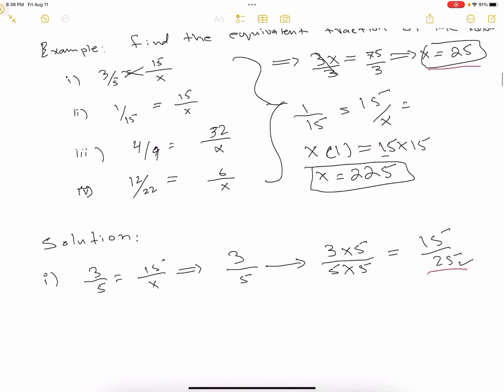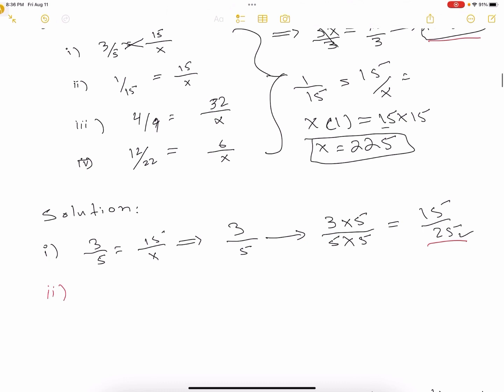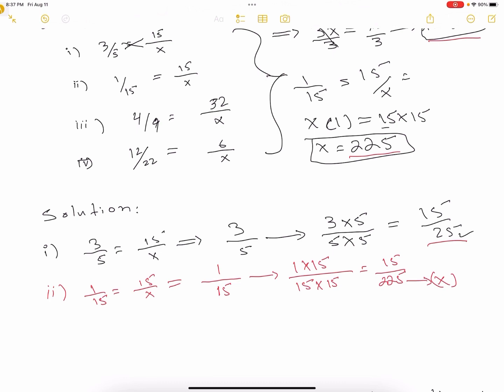Now let's move on to number 2. Number 2 is 1 over 15 is equal to 15 over x. So how do we find x here? We know the original one is 1 over 15. The equivalent we got here is 1 times 15, because we got the 15 there. The numerator is multiplied by 15, so the denominator should be multiplied by 15 too. That will give me 15 over 225. So that is our x, and it should be the same as here. They're both the same approach.